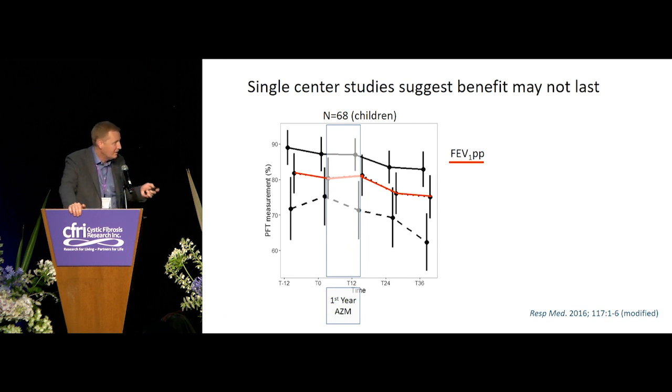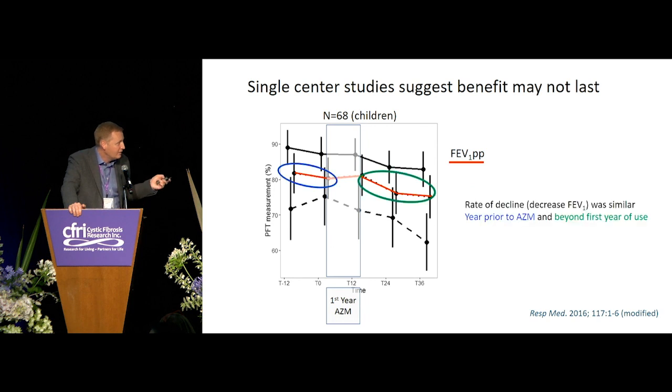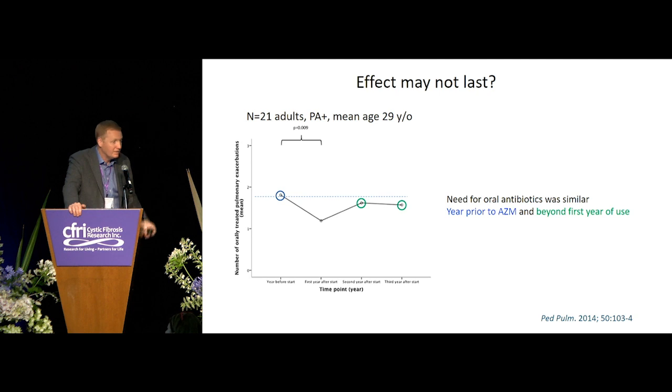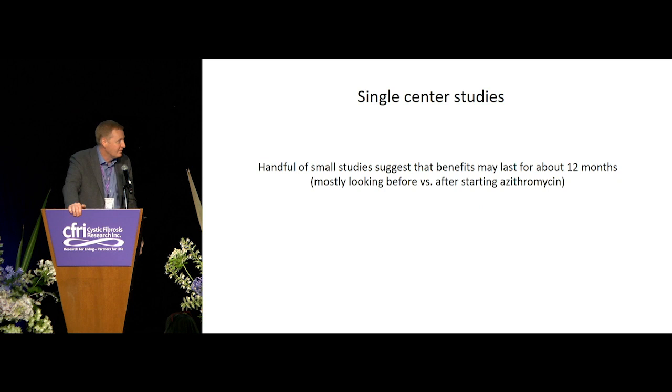Another study looking at 68 children, again, a similar kind of pattern. The rate of decline in that year before starting azithromycin was about the same as they saw once they got past that first year of azithromycin use. And a small study in adults who were infected with Pseudomonas aeruginosa, they were reporting on the need for oral antibiotics or exacerbation events, and they reported the rate was about the same the year before starting the drug as it was the second and third year that they used these drugs.